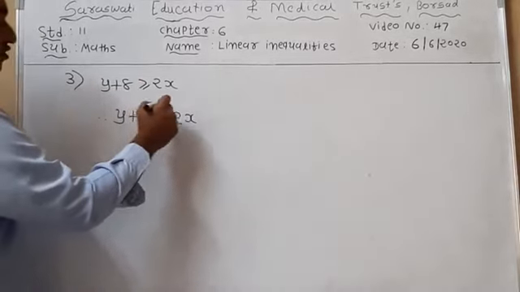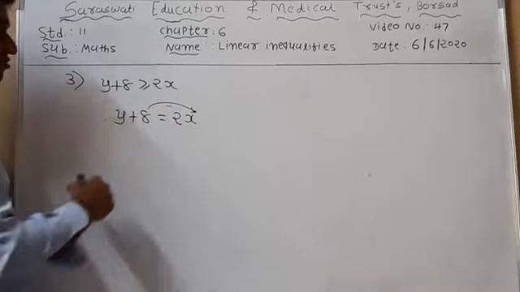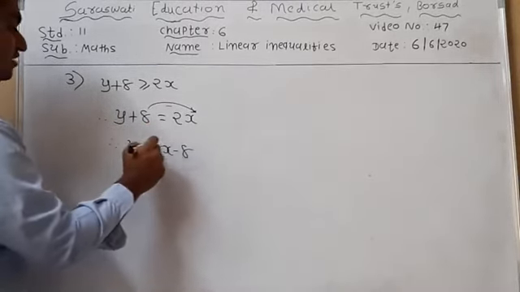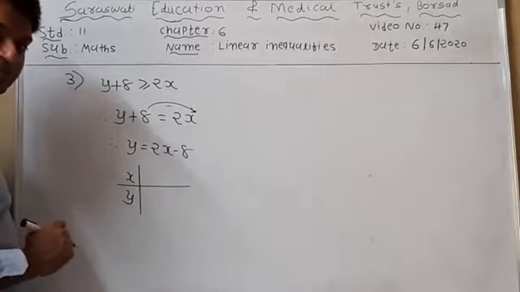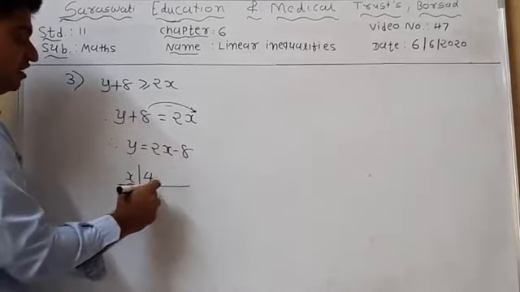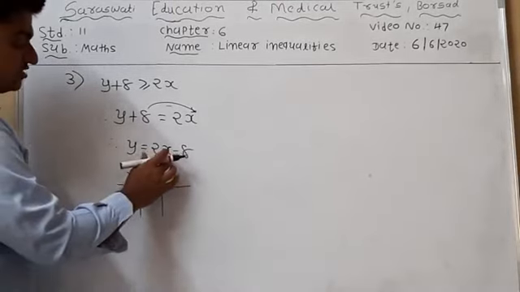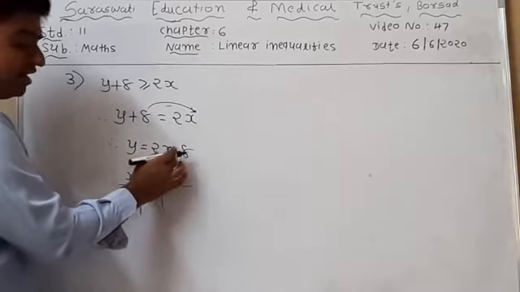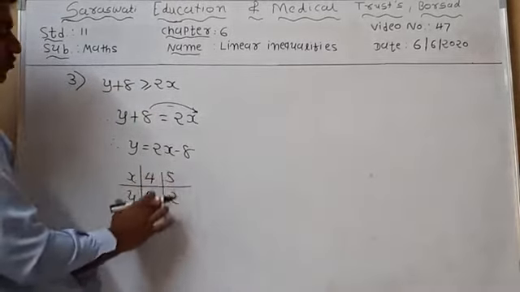Now 8 is written on the opposite side and we change the sign, because the plus sign is present, so it is written with a minus sign on the opposite side. So y is equal to 2x minus 8. Make a table of x and y. Here in place of x write 4. 2 times 4 is 8, 8 minus 8, that means 0. Here in place of x write, suppose, 5. So 2 times 5 is 10, 10 minus 8, that means 2. So here we get the points (4, 0) and (5, 2).